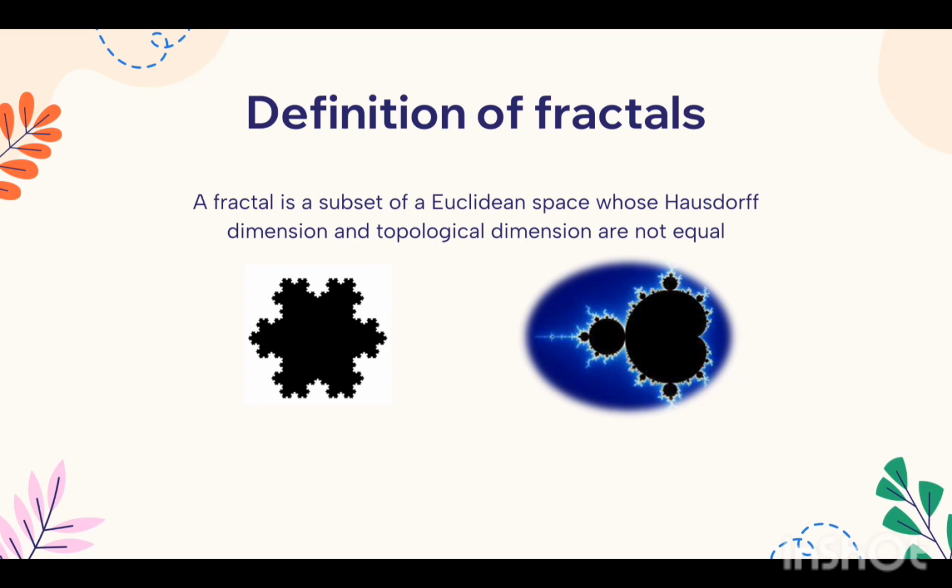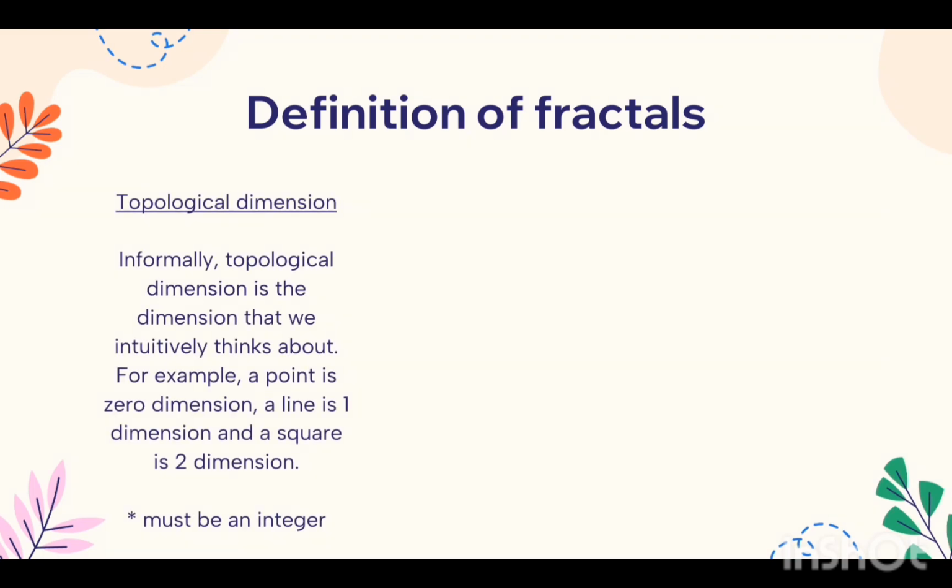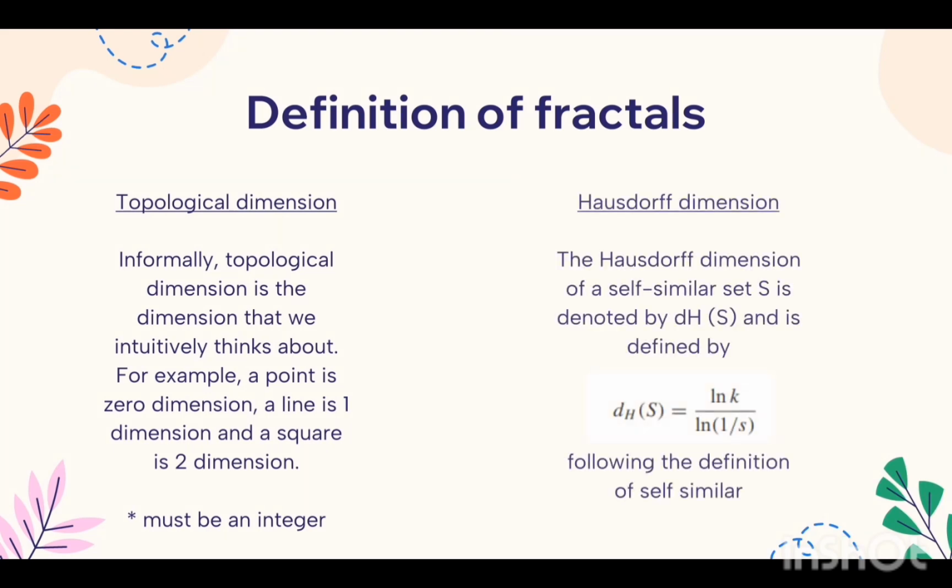Again, some questions arise from this definition. What do Hausdorff and topological dimension mean? Topological dimension is the dimension that we intuitively think about. For example, a point is 0 dimension, a line is 1 dimension, and a square is 2 dimension. The Hausdorff dimension is a special type of dimension that is quite complicated. But for a self-similar set, the dimension can be defined using a simple formula, which is ln k over ln 1 over s.